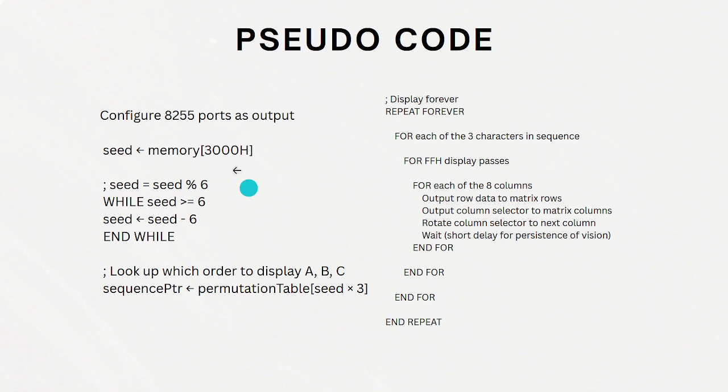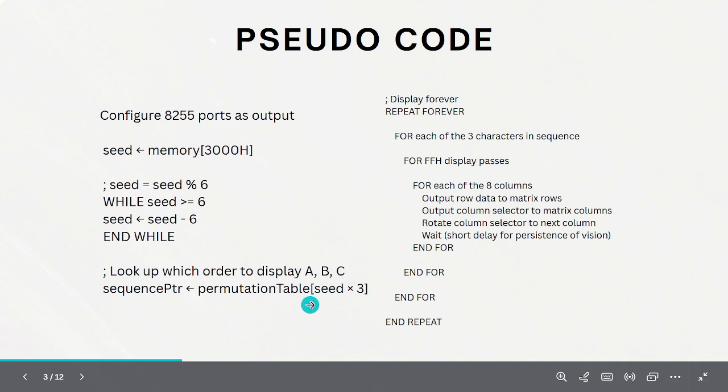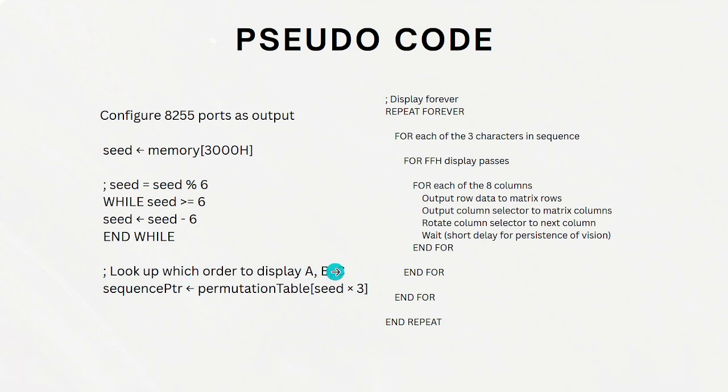So how do we get that? Well, one way to do that is to calculate the modulus of seed with respect to 6. Here percentage stands for modulus. So we calculate seed mod 6, and this gives us a unique value out of 6 unique values. Next, we can get that unique value and put it into the permutation table, and the permutation table will give us this unique sequence that we want, that is associated with the unique number.